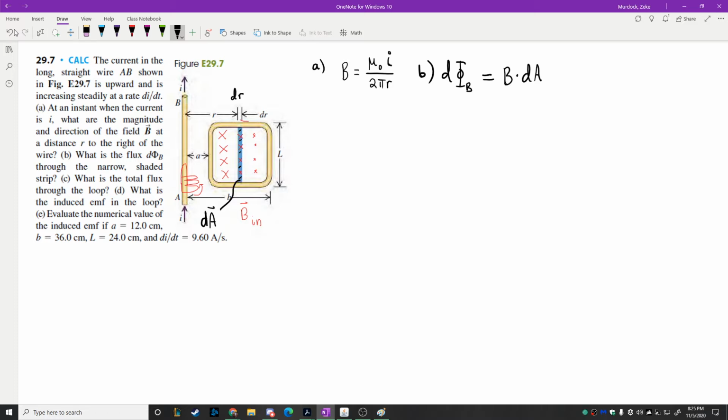We'll say that the direction of the area vector is into the page, so that when we do B dot dA, that's just B times dA times the cosine of 0. The area of that strip is going to be L, the length of the strip, times its thickness dr. So dA is L dr. I'll write that down here so it's clear that dA in this case is L dr. And the magnetic field, well, we've written that right here.